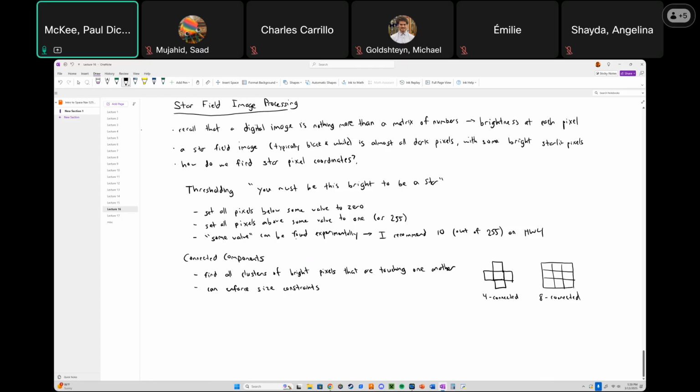But what I would definitely recommend on homework 4 is you say, for example, remove from consideration any connected components or blobs. Connected components sounds fancier than blobs. With too few pixels.